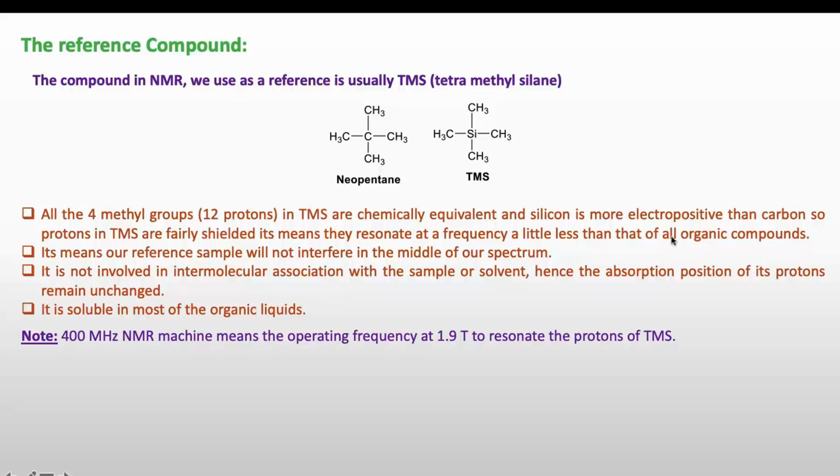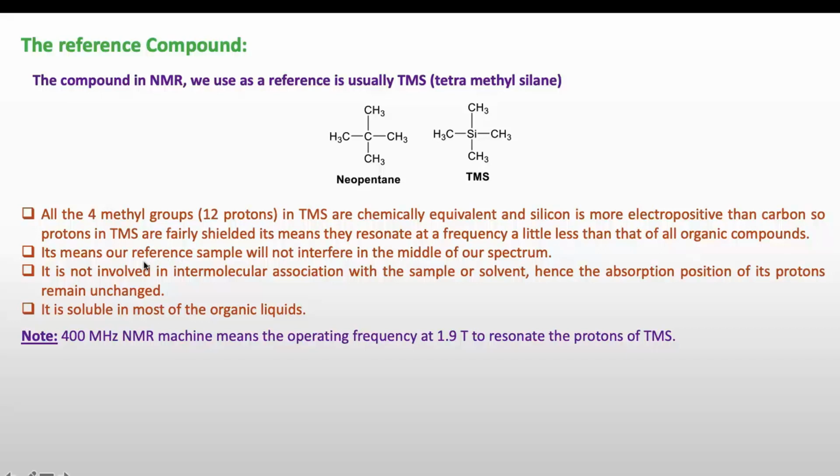And silicon is more electropositive than carbon. So protons in TMS are fairly shielded. We will see why they are shielded, because we haven't yet considered the points that make protons shielded or deshielded. It means they resonate at a frequency a little less than that of organic compounds. It means TMS requires less frequency than most organic compounds, so it will come before other organic compounds.